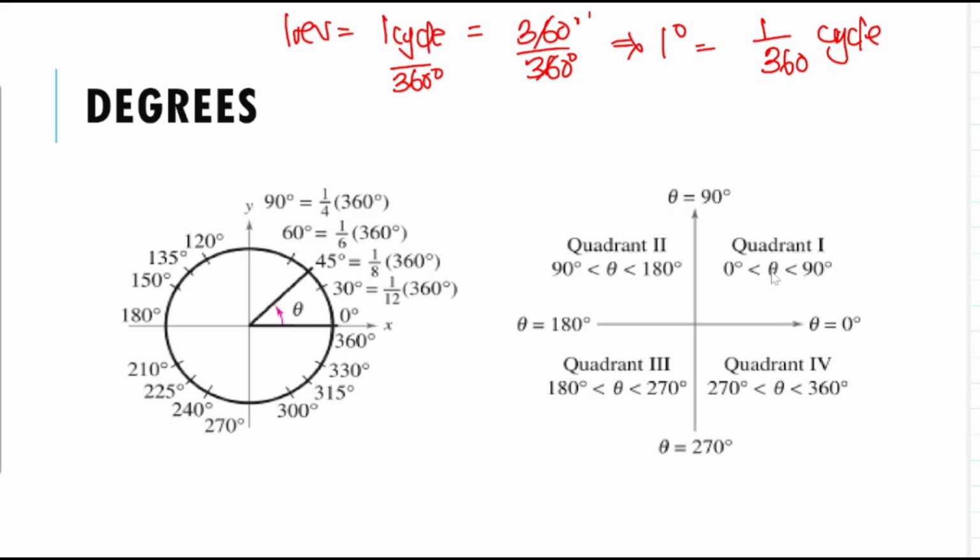In the first quadrant, the angles are acute angles. In the second quadrant, the angles are obtuse, between 90 and 180. The angles in the third quadrant are between 180 and 270. The angles in the fourth quadrant are between 270 and 360, and then you go back there. The third and fourth quadrants are called reflex angles because they are greater than 180 and less than 360. So this is how we measure angles.